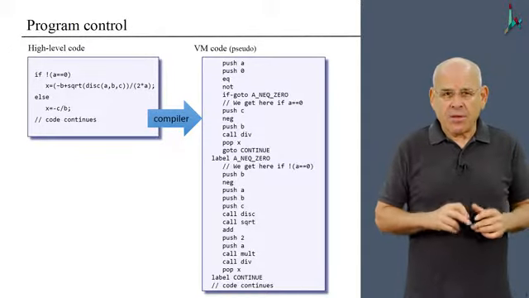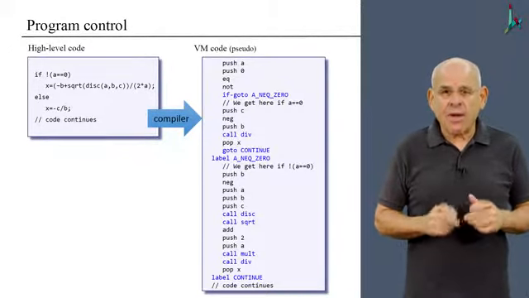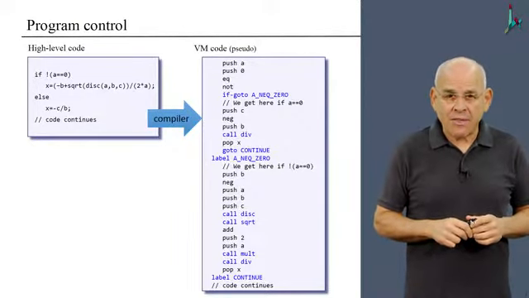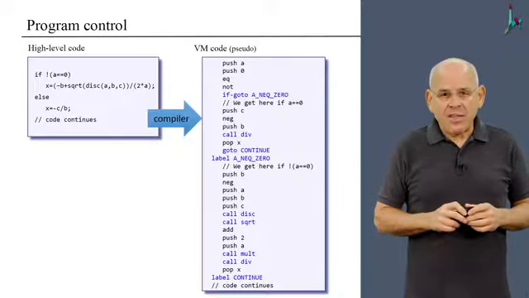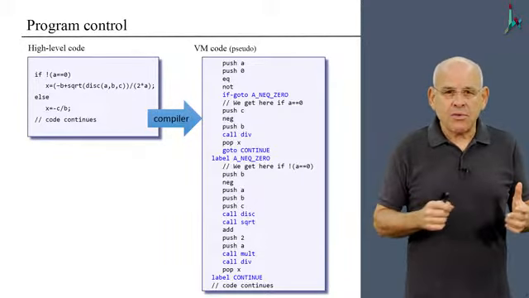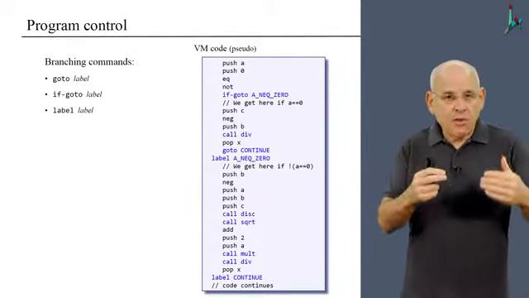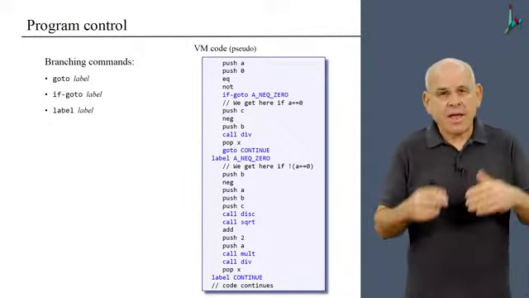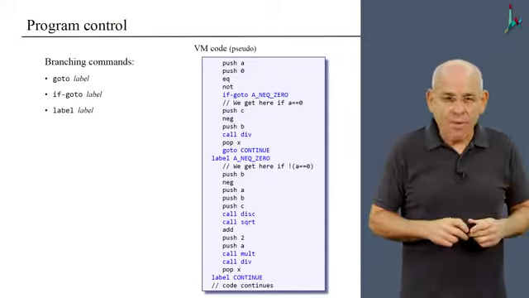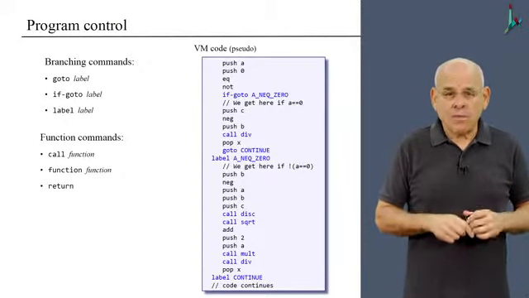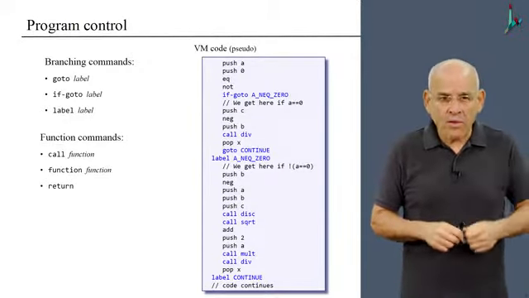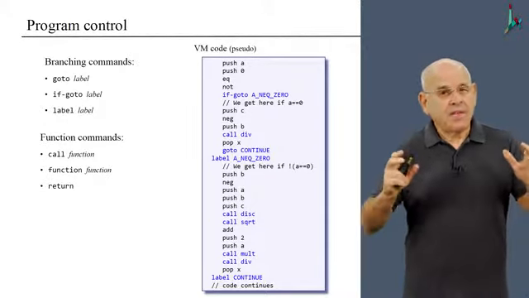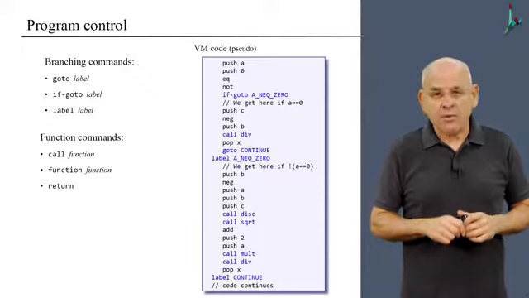But if you look at the code that was generated, you will realize that we have a whole set of new commands that we haven't seen before. And these commands boil down to branching commands, which are goto, if goto, and label, 3 branching commands, and function commands, which boil down to call, function, and return. So this, in a nutshell, is what we're going to do in this module.